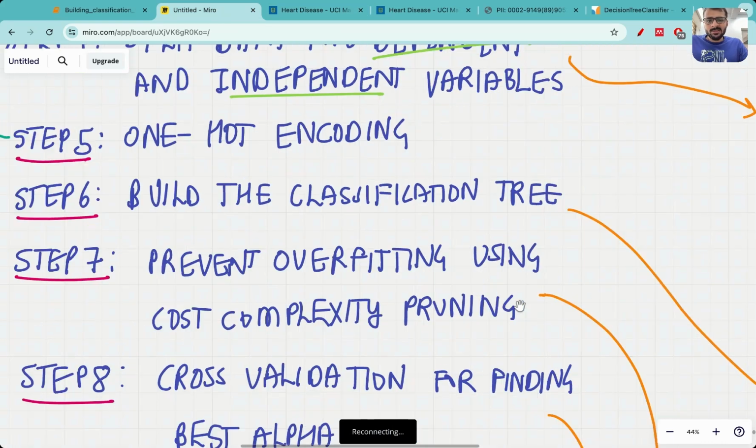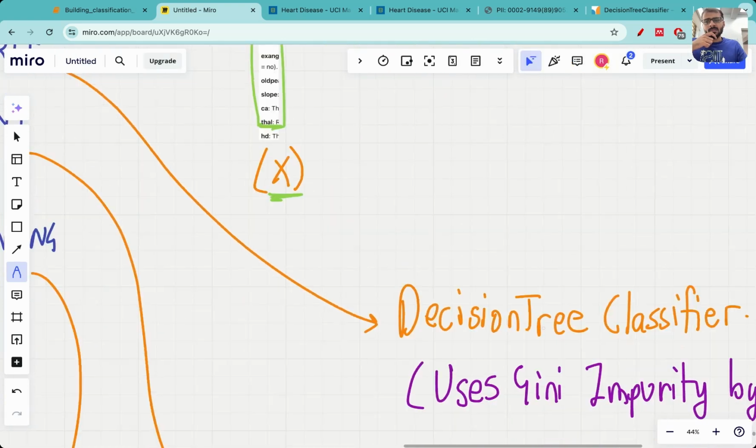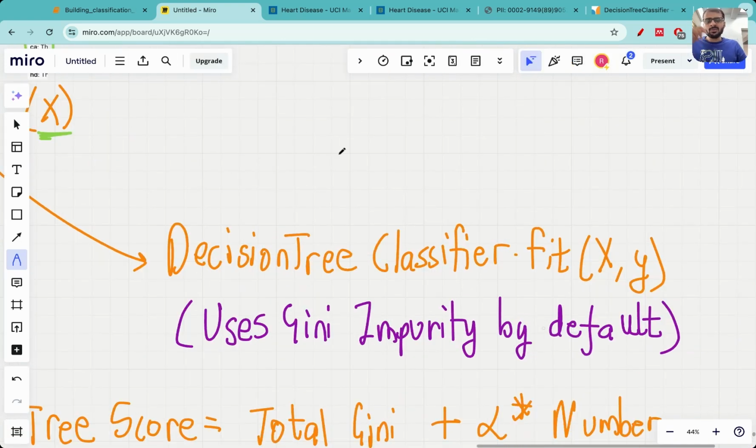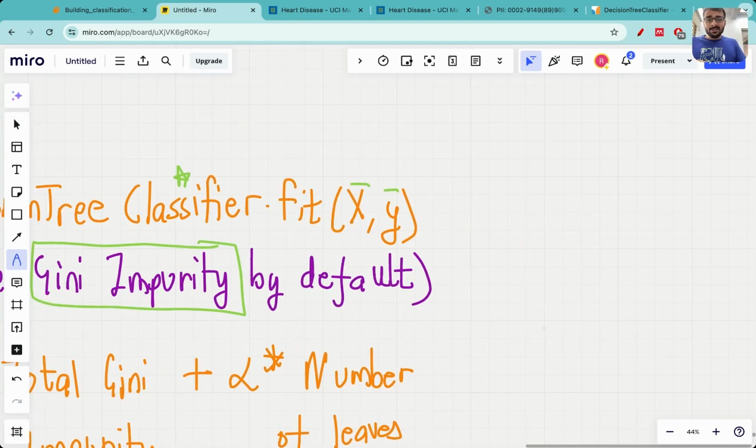Now, one thing which you must know is that when we build this classification tree, we are going to be using this command, DecisionTreeClassifier dot fit X comma y. If we don't specify the criteria which is to be used, then by default the criteria used by the algorithm for decision tree classification is Gini impurity. We have covered a separate lecture in this series about Gini impurity, which I'm calling GI here, and another criteria which is called entropy. So here we are using Gini impurity by default.